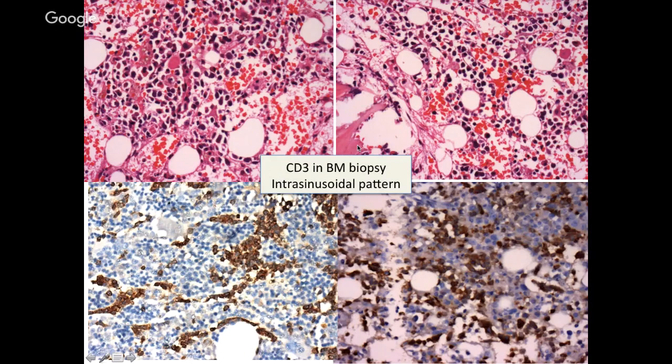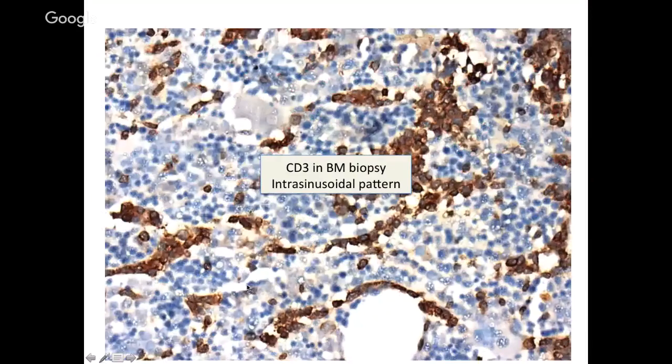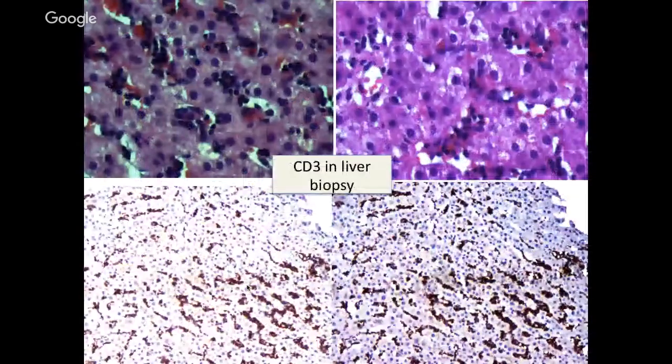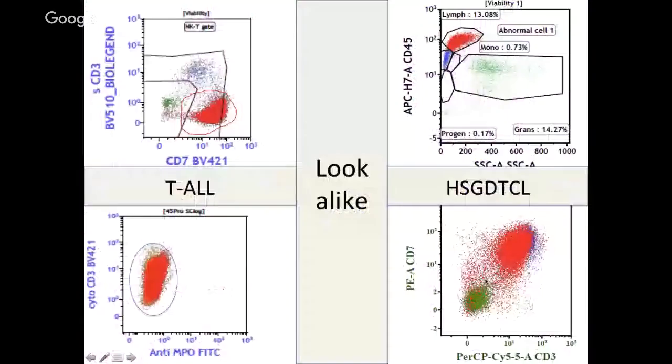They come with pancytopenia and hypercellular bone marrow biopsies. And if you are not careful, if you don't do CD3, you might miss out picking up these intrasinusoidal spread of tumor cells. Very classically seen in hepatosplenic gamma delta T-cell lymphomas. And if you're lucky to have a liver biopsy in such patients, again, they show you intrasinusoidal spread of the tumor cells, which are double negative T cells.